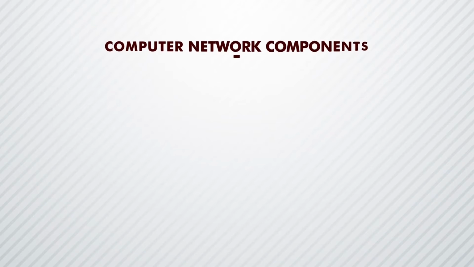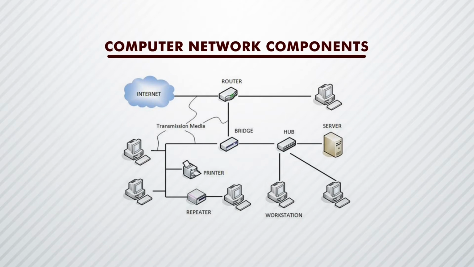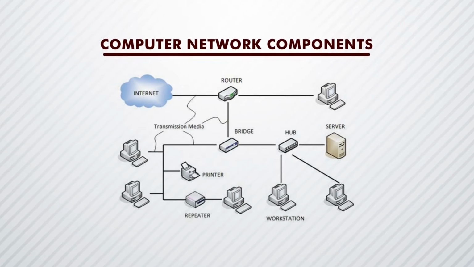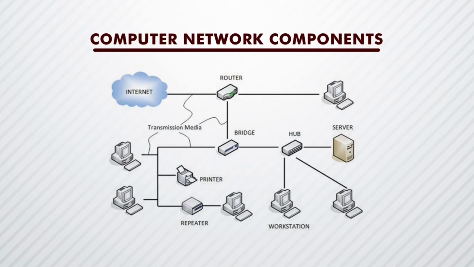So this is a kind of computer network components. You can see here there are various physical components: the router, bridge, hub, repeater, the workstation, the peer connections. So everything is depicted in a single diagram.